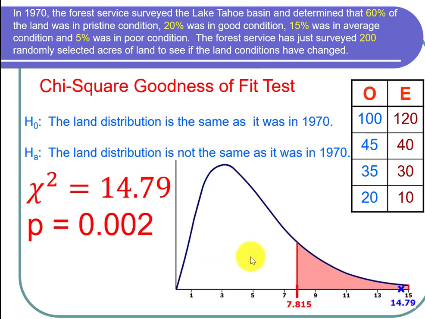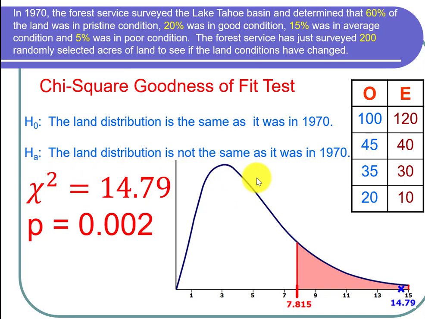Let's draw a little picture of that. The chi-squared distribution has this shape, and our chi-squared value was 14.79, and it turns out that if you look at, say, 0.05 as a standard level of significance, then we're looking over here, and the chi-squared that corresponds to that is around 7.8. 14.79 is far to the right, or far into the rejection region. So that means I get to reject the null hypothesis and accept the alternative hypothesis.